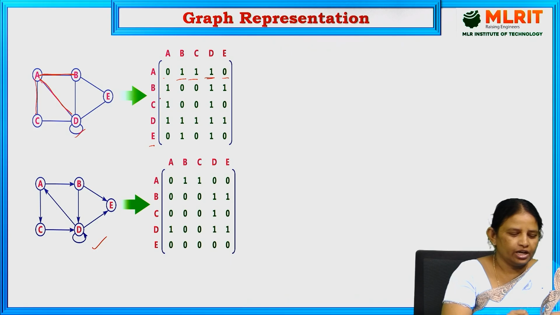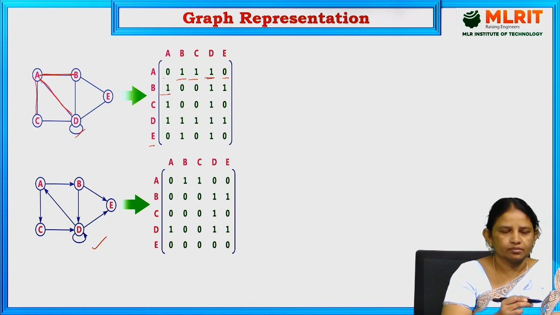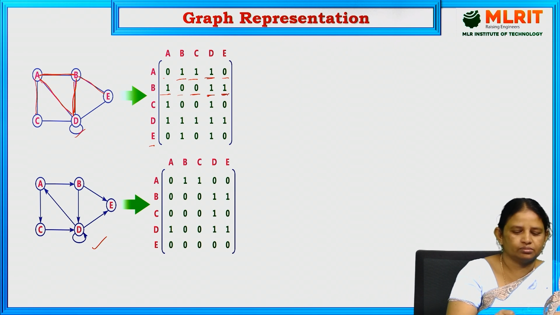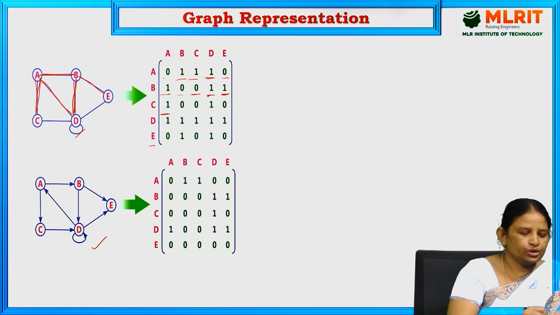Next, B to A, edge is present, 1. B to B, no edge, 0. B to C, no edge, 0. B to D, edge is present, 1. B to E, edge is present, 1. Next, C to A, edge is present, 1. C to B, no edge, 0. C to C, no edge, 0. C to D, edge is present, 1. C to E, no edge, 0.